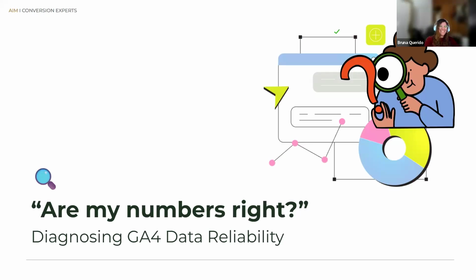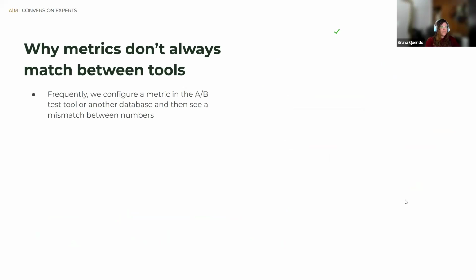Thank you. So the first part is entitled, Are My Numbers Right? We will focus here on diagnosing GA4 data reliability. So why don't metrics always match between tools? Frequently, we want to configure a metric in an A/B test tool or even in another database. And when we collect the data, we see a mismatch between the numbers. So how much of this mismatch is normal? What data can we rely on? Do we rely on the A/B testing tool, on GA4, or on another database?